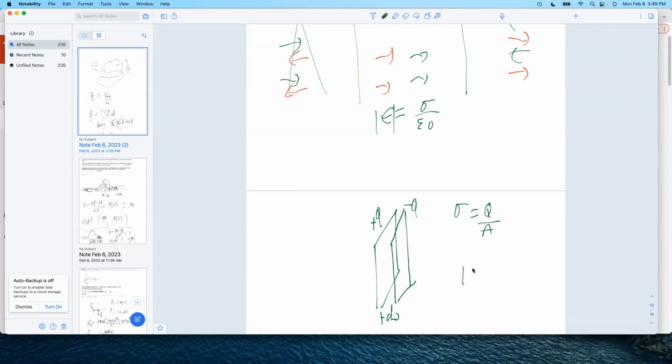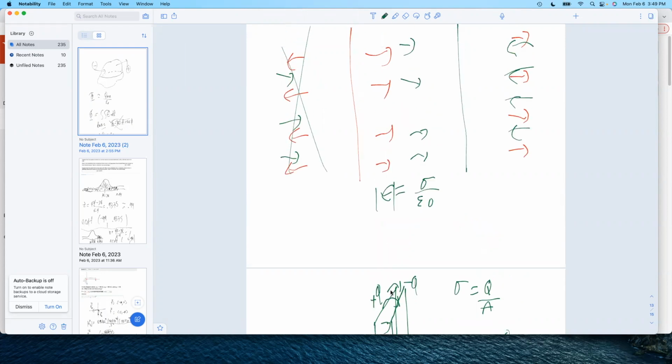And we could just fill that in here: Q over A epsilon naught. Inside here, we get nearly a constant electric field. Now, towards the edges, we get what's called edge effect, and the electric field kind of bows out. But that is so small that in the real world, we just ignore it. And this is what's called a parallel plate capacitor. We're going to talk about capacitors in the coming weeks, and here's our first look at one.